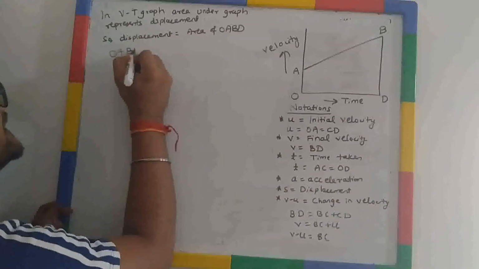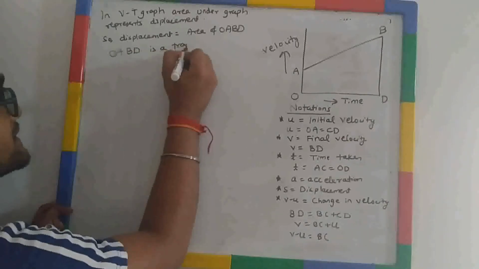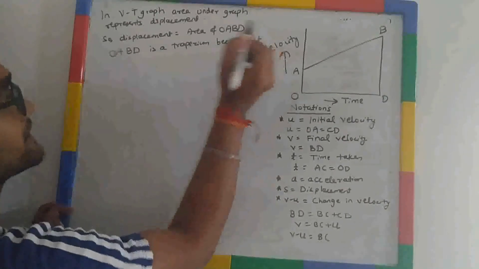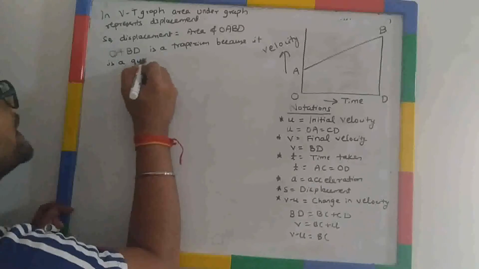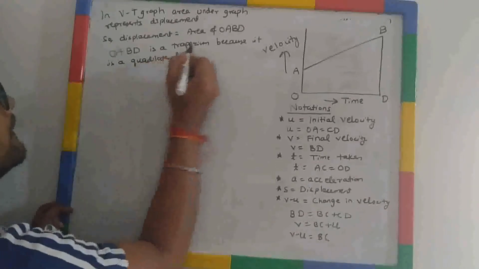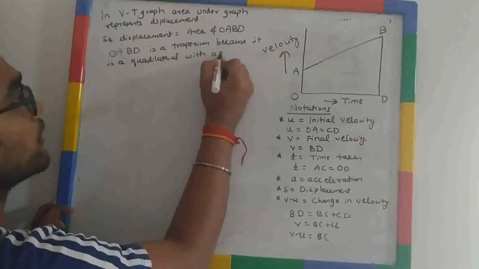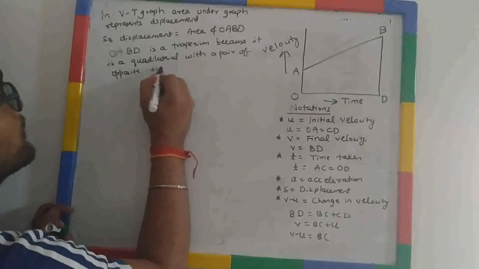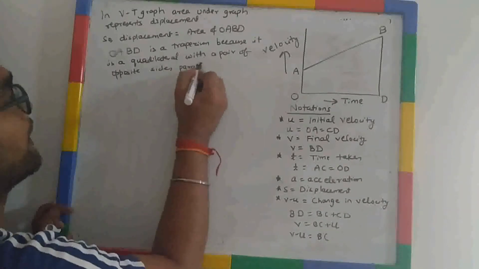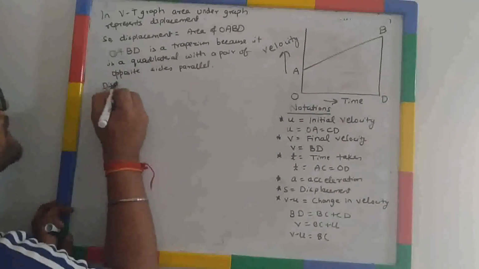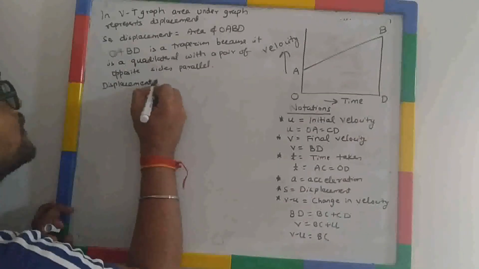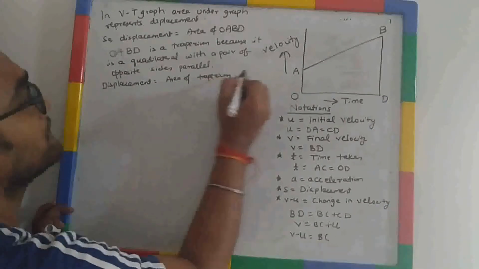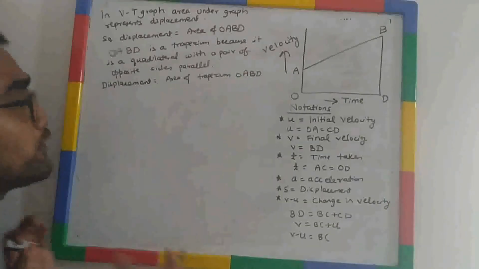OABD is a trapezium because it is a quadrilateral with a pair of opposite sides parallel. Thus, displacement will be equal to area of trapezium OABD. Now, what is the area of a trapezium?